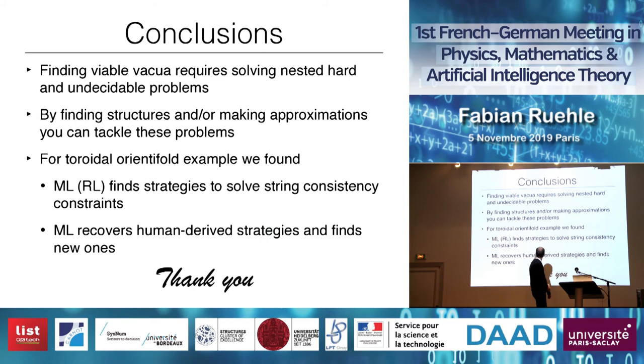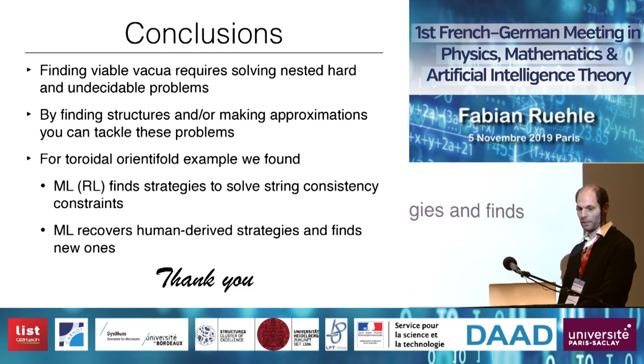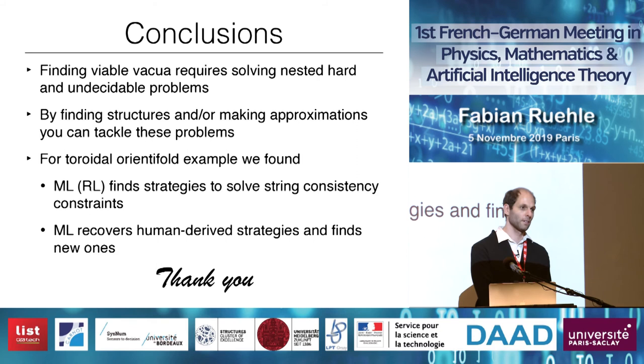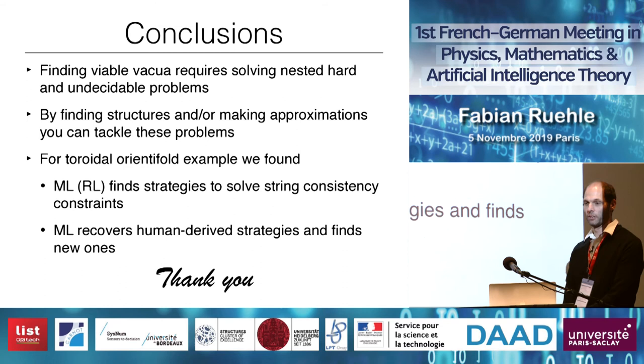For the last example I presented, toroidal orientifolds, we found that the machine learning algorithm, reinforcement learning, actually devises a strategy to solve these string consistency constraints. And we found that it rediscovers a human-derived strategy to do it, but it also finds a new one, which is actually more efficient. Okay, that's all I wanted to say.